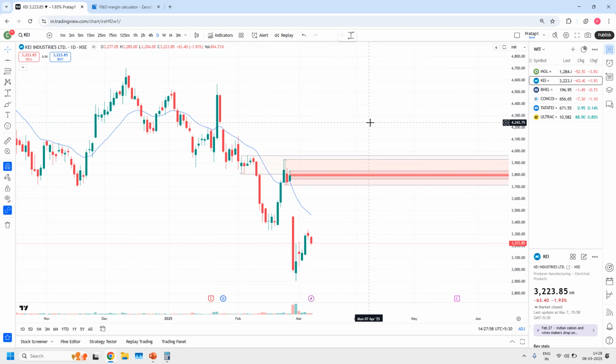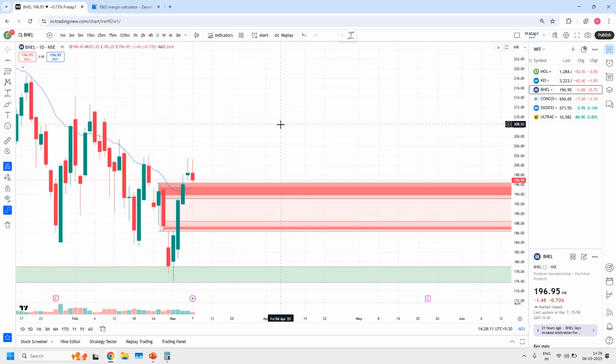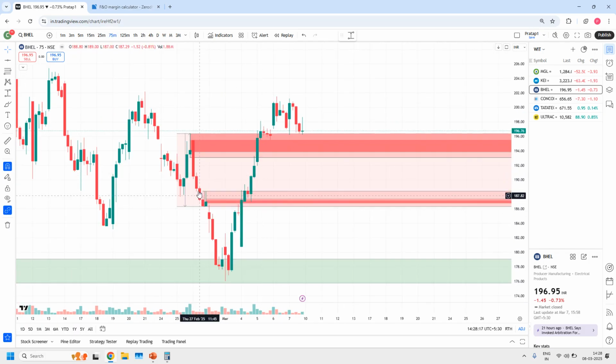Okay, now you got clarity when our analysis is not valid. Hope I'm thinking you got the clarity. Okay, next one is BHEL. BHEL, we have a 75-minute zone suggested by our software. This is the one. Drop, base, drop. This is what our software is suggested.